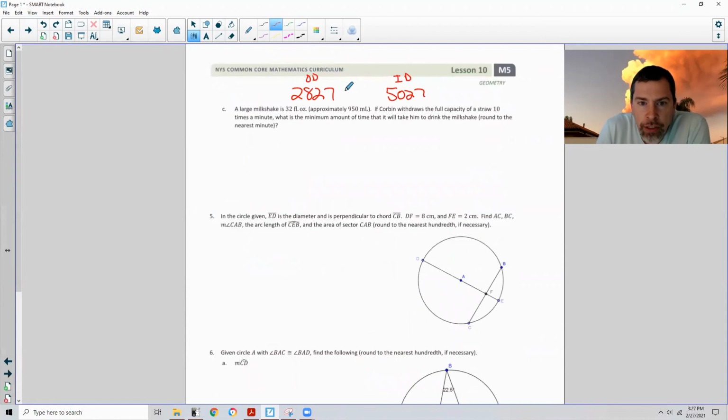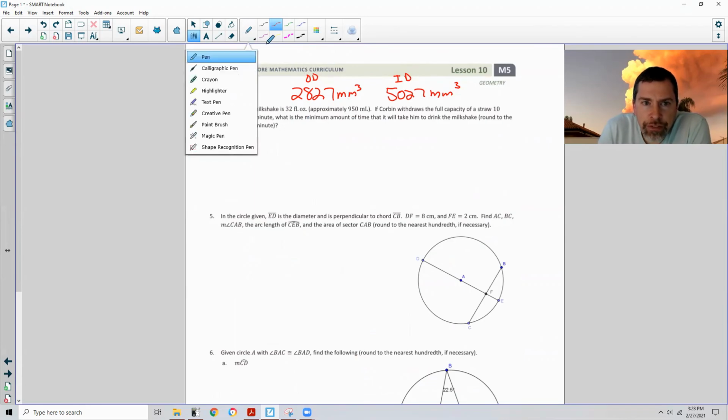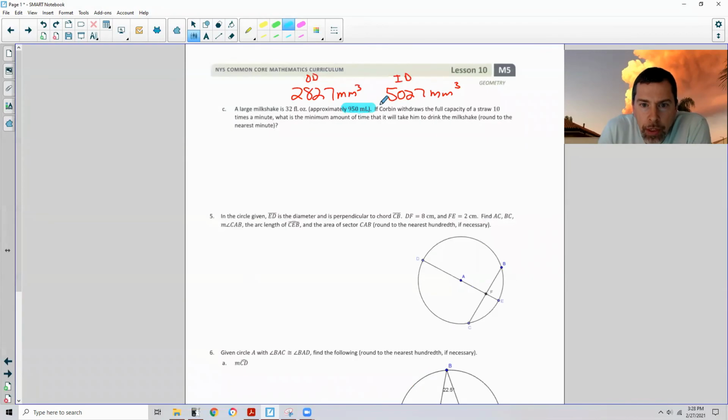I brought those over here, and I might as well put mm cubed. So that was the volume if you had the outside diameter of 4 and the inside diameter of 4. Okay, so I'll do both ways. A large milkshake is 32 fluid ounces, which is approximately 950 milliliters. If Corbin withdraws the full capacity of a straw 10 times a minute, what is the minimum amount of time that it will take him to drink the milkshake? Round your answer to the nearest minute.